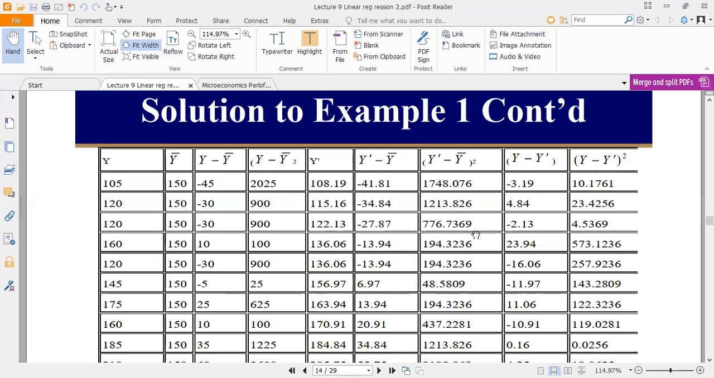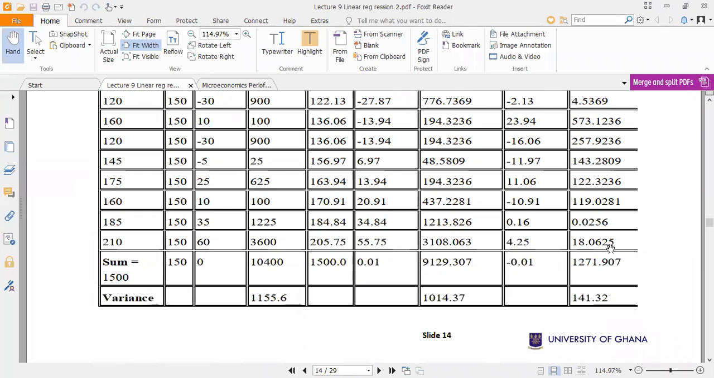Then let's go to the error part. That one is Y minus Y bar. So 105 minus 108.19. You get your answer. You do it for all the observations. Then you square them. After squaring them, you find their sum. This is going to be the sum. So this is your ESS, the error sum of squares.